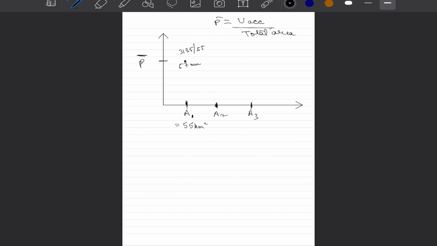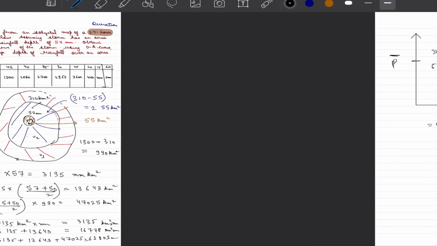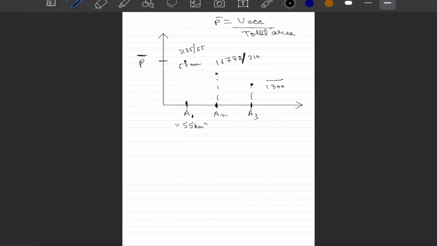Similarly, at A2, the total accumulated precipitation that we have is 16778, and the total area that we have covered up to the second circle is 310. Similarly, for A3, we get 1300 in the denominator, and the total volume of precipitation that we have obtained up to that point is around 63803. So we keep on calculating these values until we reach the end of the storm.